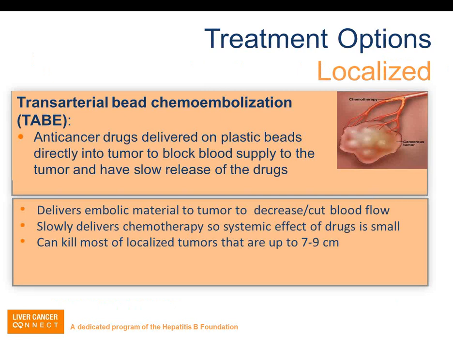A little bit more about this localized treatment by delivering these plastic beads with chemotherapy. What's really nice about this is that you've got a very controlled method of delivering the chemo and the beads, and there's much less side effects. This decreases the amount of chemotherapy that spills into the bloodstream, and you really get your local effect, but not a systemic effect. Now, these tumors can be up to 7 to 9 centimeters. When it says here kills most, meaning it kills most of the tumor. But this is rarely a curative therapy unless the tumor is quite small.